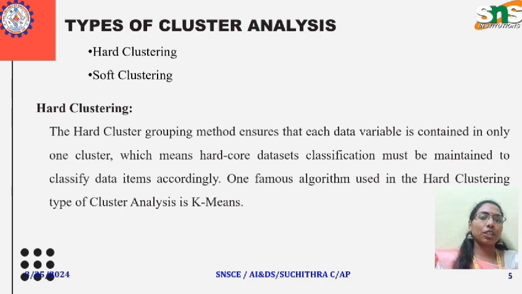Now we are going to see about the types of clustering. There are two types of cluster analysis. First one is hard clustering, the second one is soft clustering. Now we will see what is hard clustering. Hard clustering methods ensure that each data variable is contained in only one cluster, which means strict classification must be maintained to classify data items accordingly. One famous algorithm used in hard clustering is K-means.